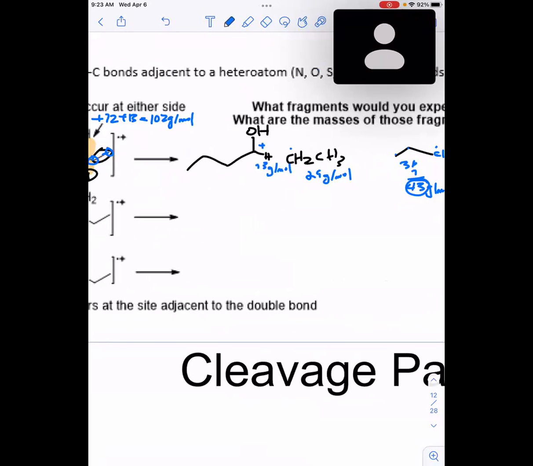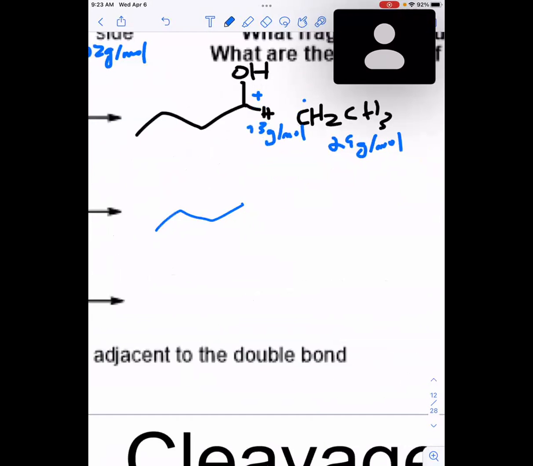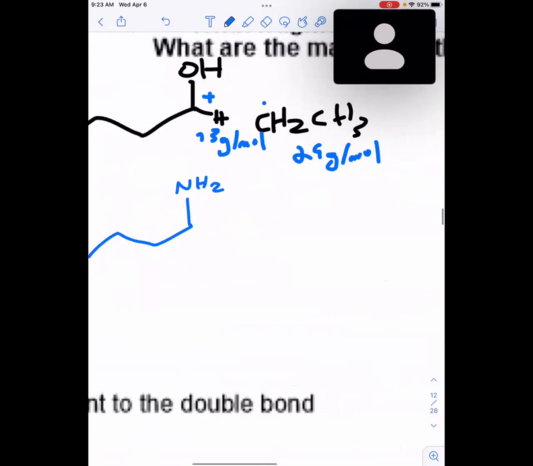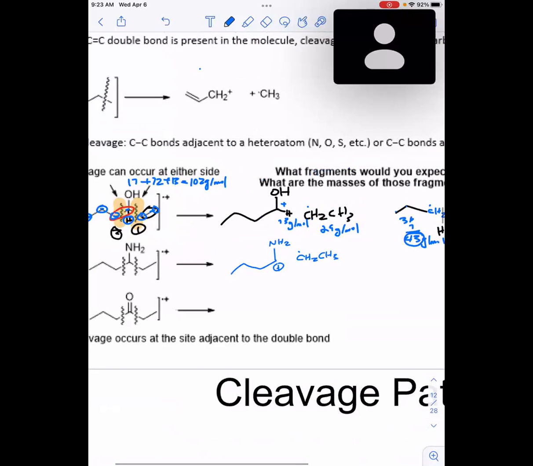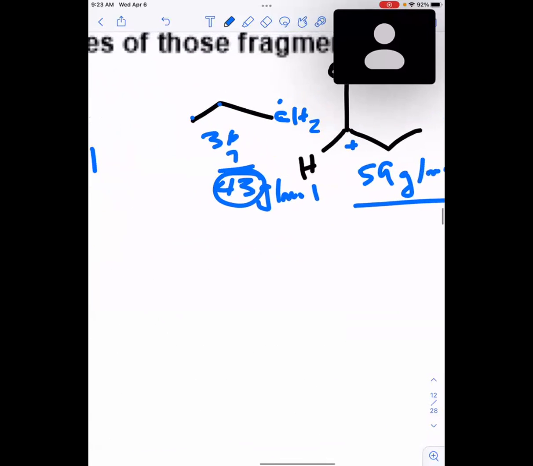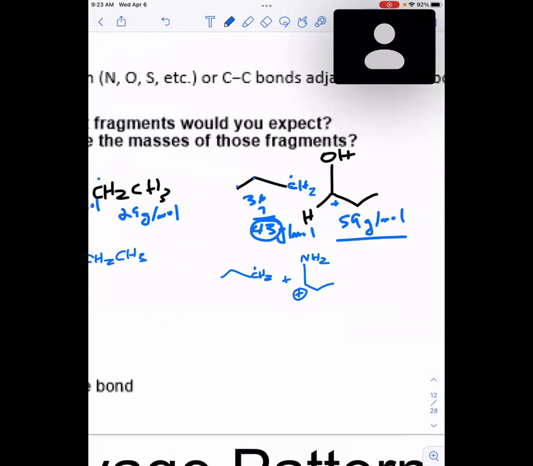All right, so I'm just going to change the functional group to NH2. And then this is CH2, CH3, and I'm going to keep this as the cation. Keep that as the radical, because one has to be one and one has to be the other. And same thing over here. And I'll make that the cation and make that the radical.